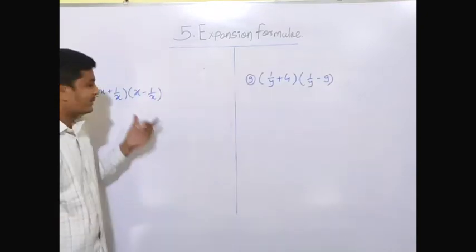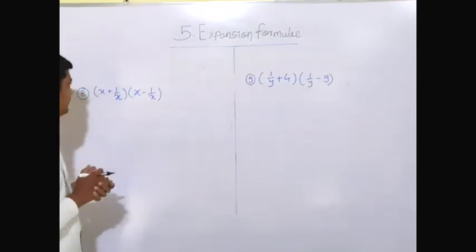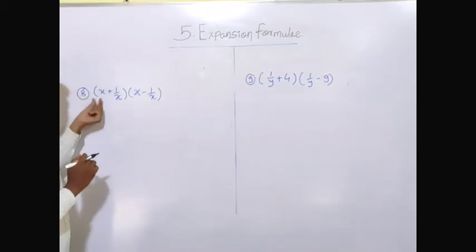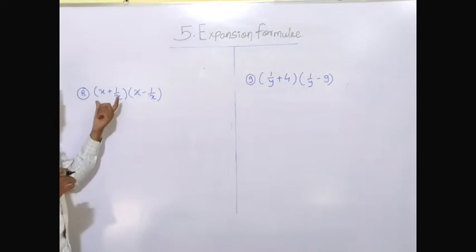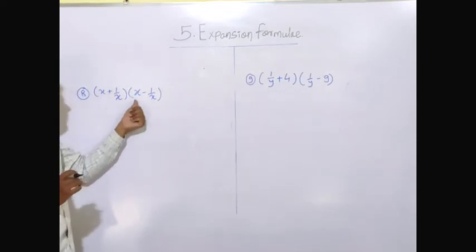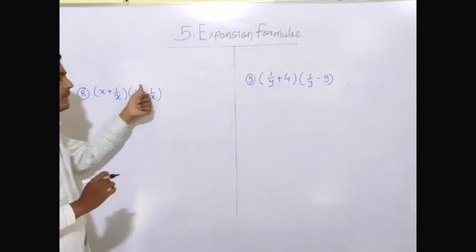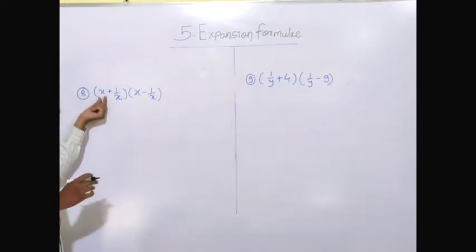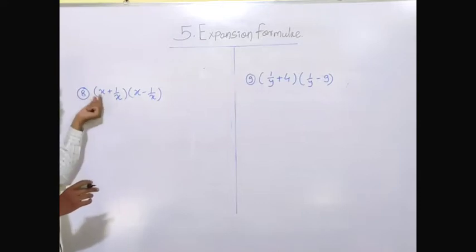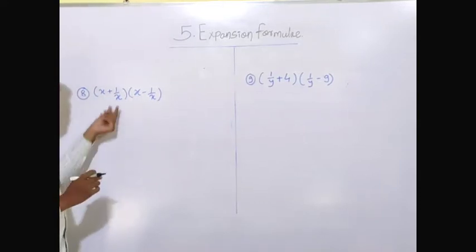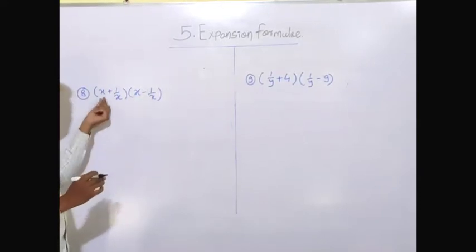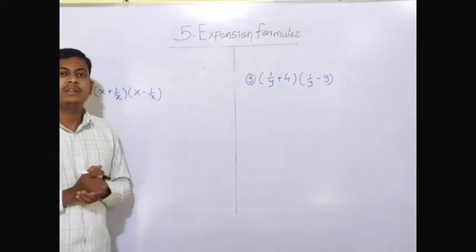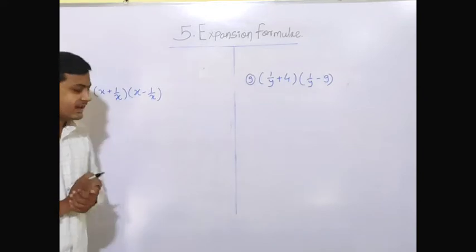Now, the next example, that is example number 8, we have to see. Here again is the expansion of two brackets. In the first bracket there is the term x plus 1 upon x, and in the second bracket there is the term x minus 1 upon x. So here the first term is the same, that is x. The second term is also the same, 1 upon x. Here only the sign is different. So this is the product of binomial terms having both elements the same with different signs.